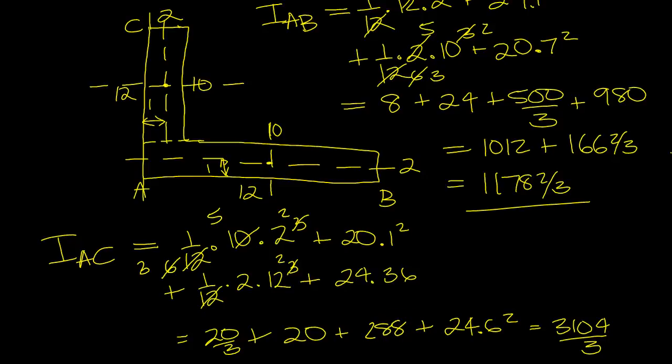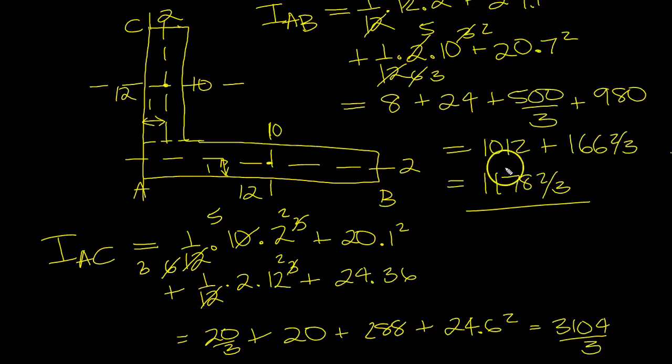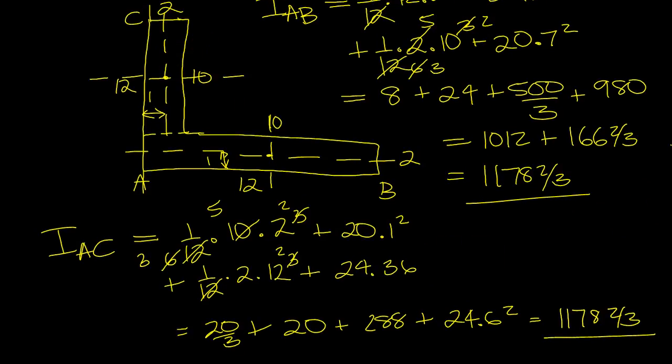So if I just add on one more 144, so answer plus 144, I get 1178 and 2/3. That's what we wanted to have. So that was the little glitch there. So let's just put that in: 1178 and 2/3. It's the same because of symmetry. It had to be the same that way and that way because the shape is symmetrical from both perspectives.